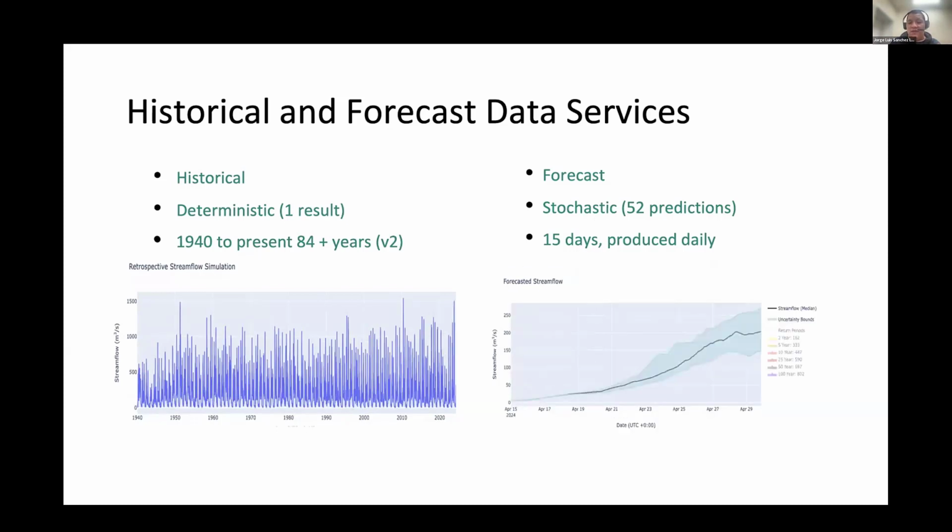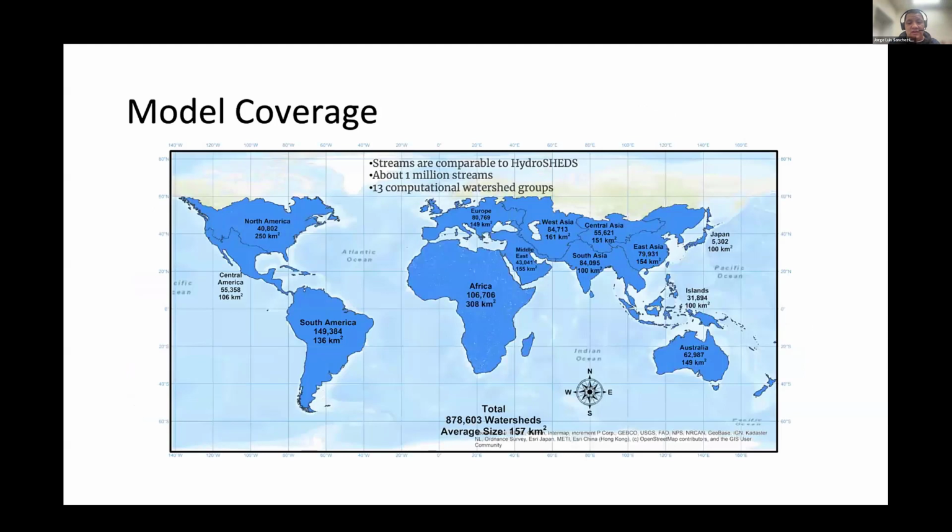So the forecast stays the same from version 1 to version 2, but we change the spatial resolution and coverage. Version 1 of the model uses streams based on the HydroSHEDS DEM. It was about 1 million streams, and we have 13 computational watershed groups. You can notice here in the model coverage, we didn't cover most of Russia, the Nordic countries, or the north part of Canada, including Alaska in the US.